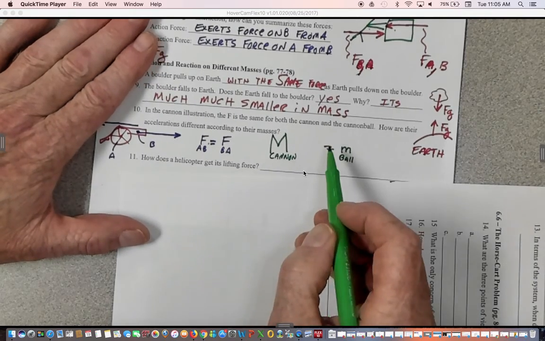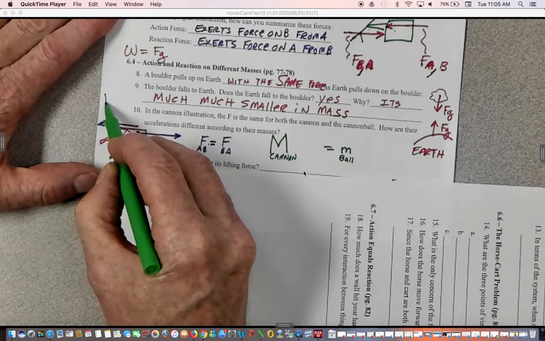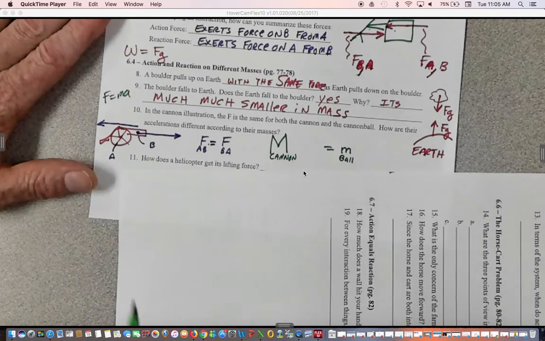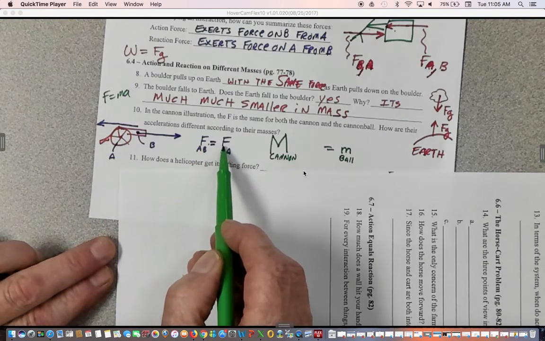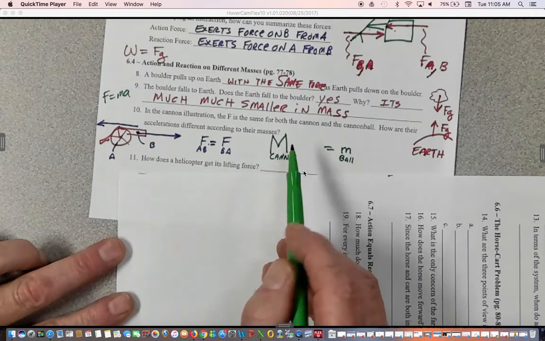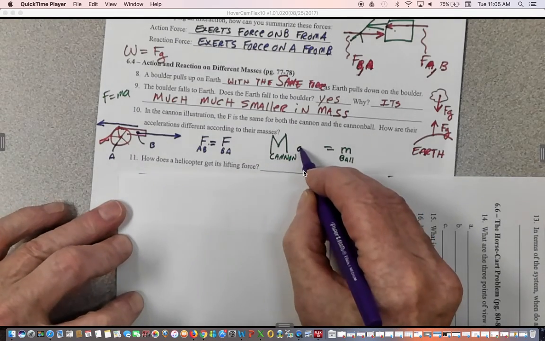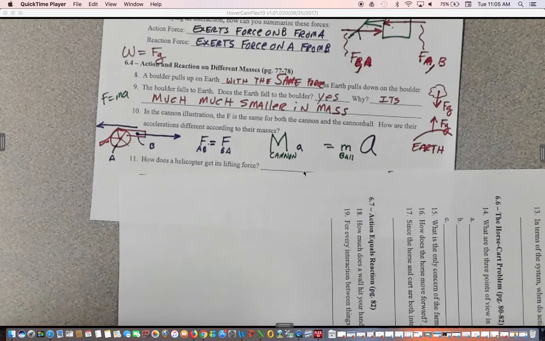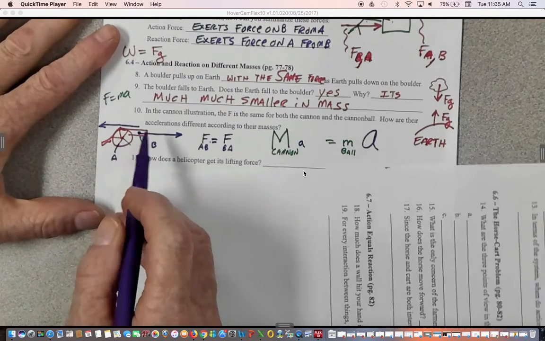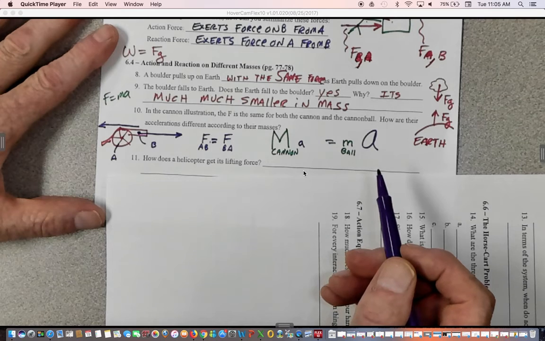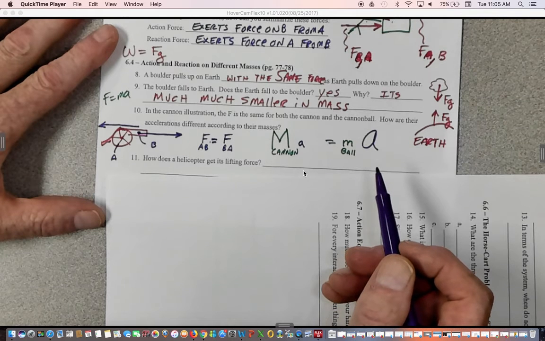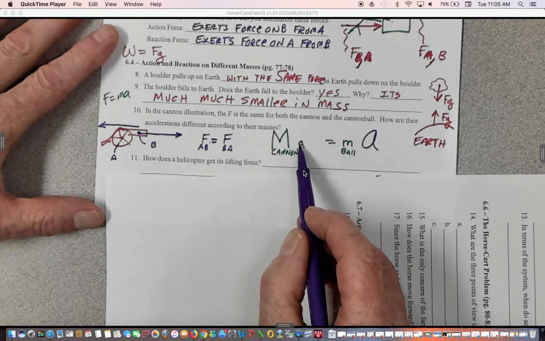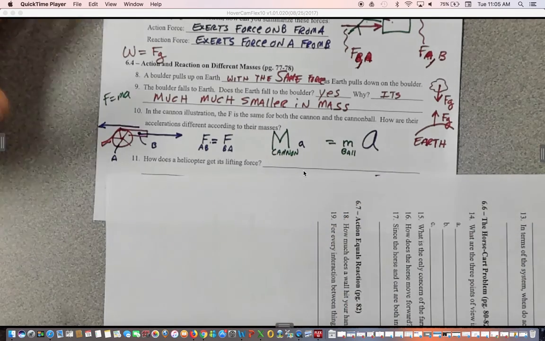If the forces are equal and opposite, and if you go back to F equals ma, if this is ma and that's ma, if you have a big mass, you're going to have a small acceleration. If you have a small mass, you're going to have a huge acceleration. That's why the cannonball fires off and goes really fast. The cannon rocks back, but very little. It hardly moves at all. Just remember, a big mass has a small acceleration, a small mass has a big acceleration.